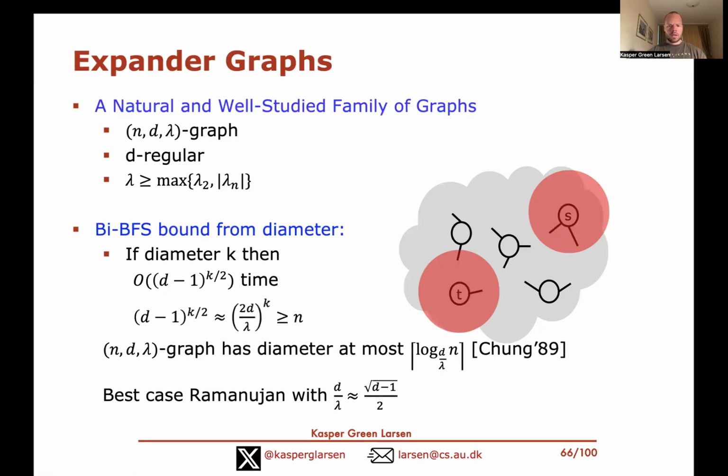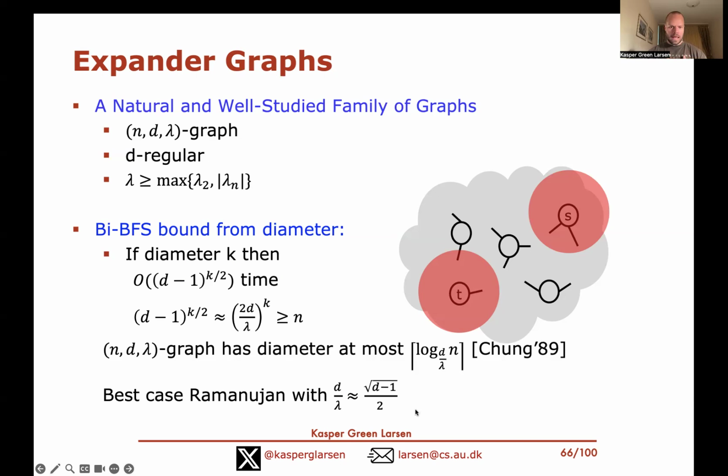Okay. So now we can insert this (d minus 1) to the k half. We can rewrite it: (d minus 1) to the 1 half, right? That's basically the square root of d minus 1. So it's the square root of d minus 1 raised to the k. The square root of d minus 1, if I move the 2 to the other side, I get 2d over lambda. So that's what I put in here. So the number of vertices that we visit is basically (2d over lambda) to the k.